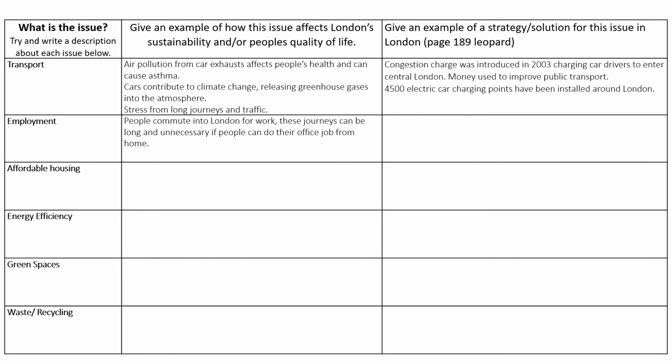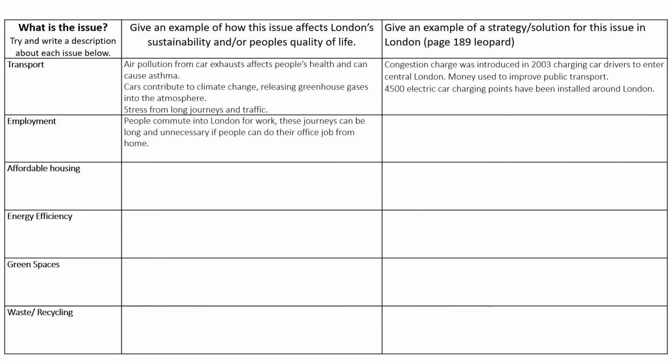What is the issue? Then give an example of how this issue affects London's sustainability and or people's quality of life. So I've said, well, the transport affects London's sustainability and or people's quality of life in this way. Air pollution from car exhaust affects people's health and can cause asthma. Cars contribute to climate change, releasing greenhouse gases into the atmosphere. People also can be impacted from long journeys caused by lots of traffic.